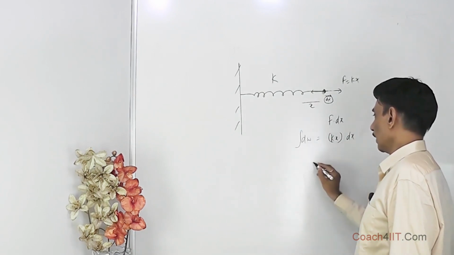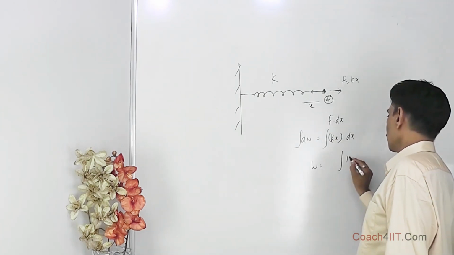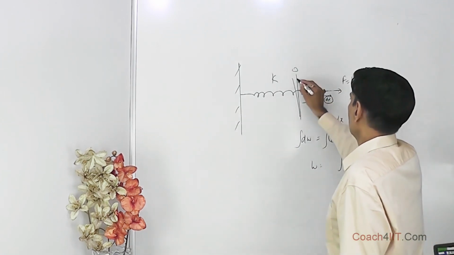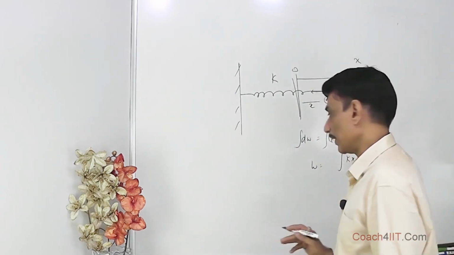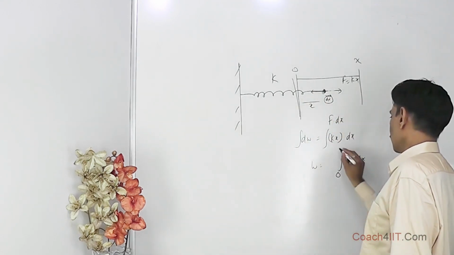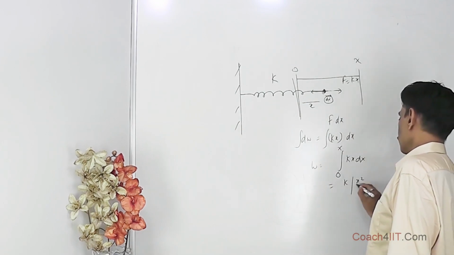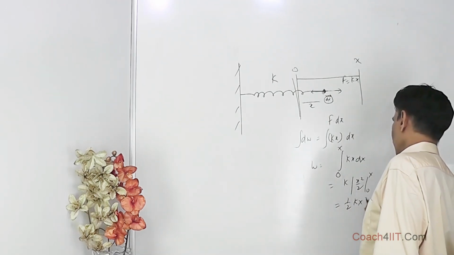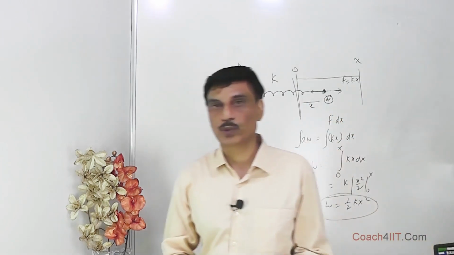So what is the total work done? Total work done is the integral of both the sides. So this is kx dx. Suppose initially the extension was 0 and we are taking extension from 0 to x, or compression from 0 to x. So the limits are 0 to x. So it comes out to be k times x square by 2, evaluated from 0 to x. So that comes out to be half kx square. So this is the elastic potential energy which is stored in the spring.